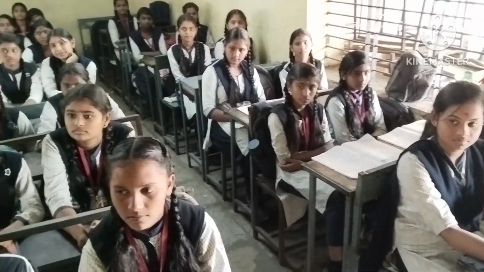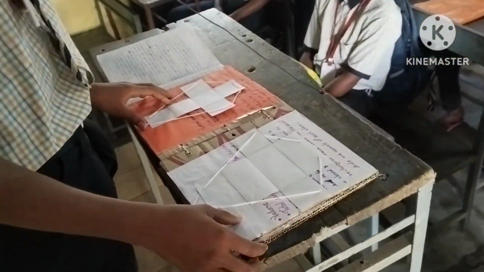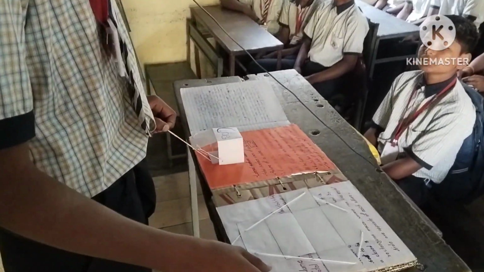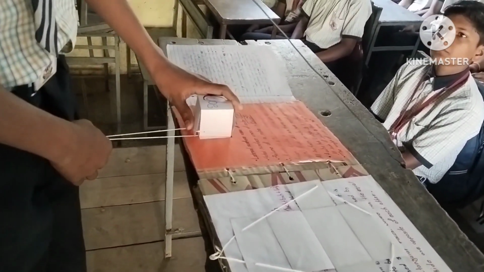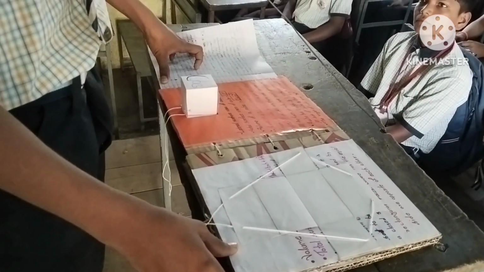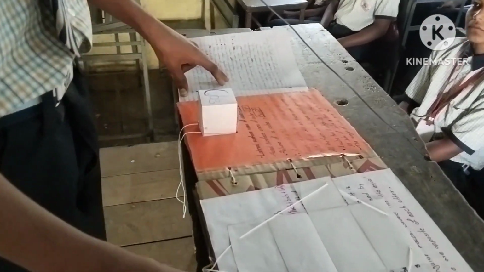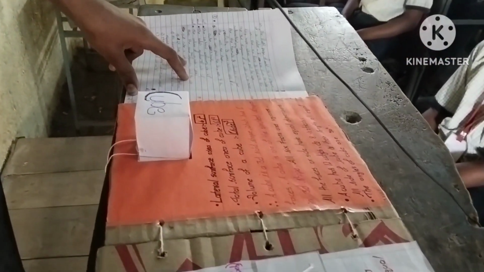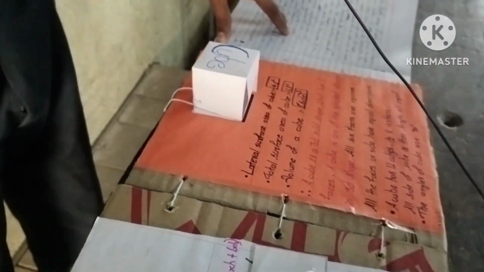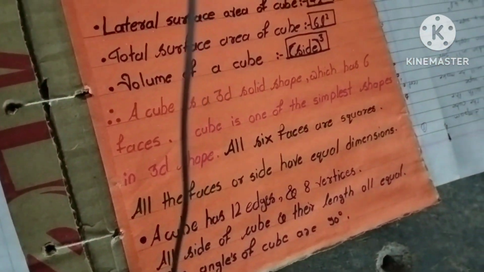On the first page of the model, there is the 3D diagram of a cube. When we pull this rope, the cube will be ready. First, the lateral surface area of a cube is 4L square. Second, the volume of a cube is side cube, and the total surface area of a cube is 6L square.